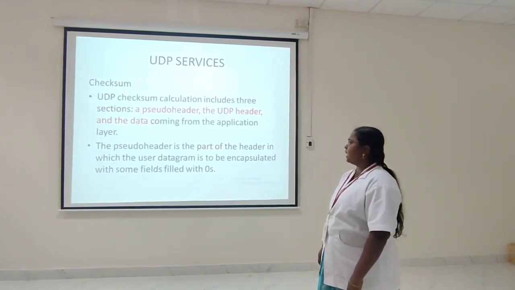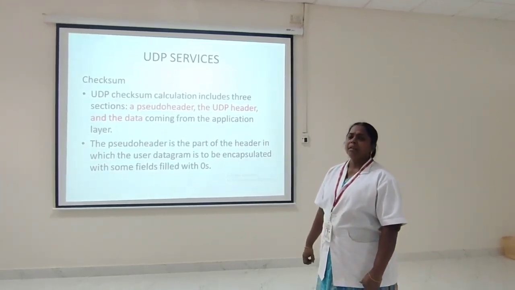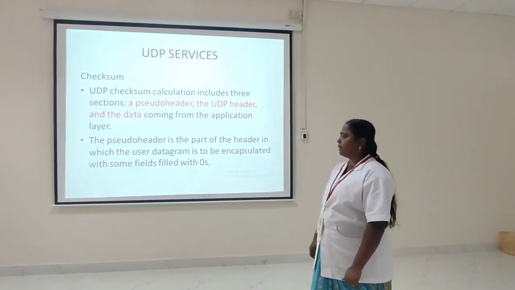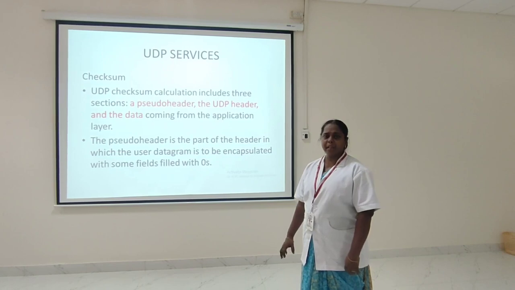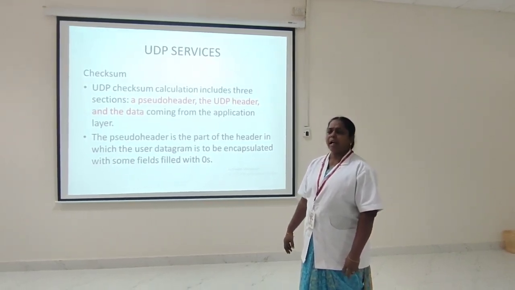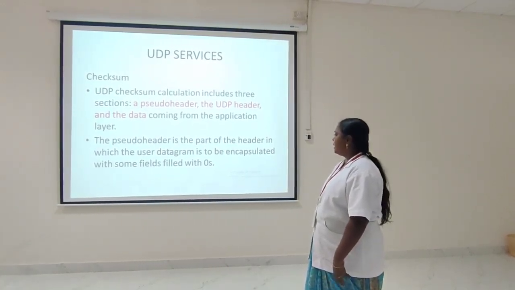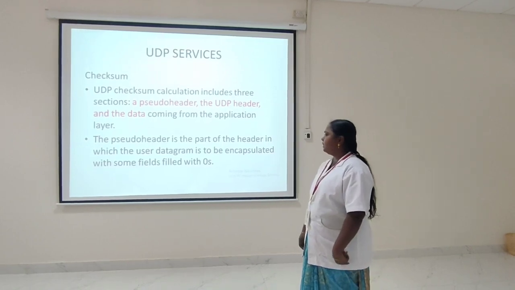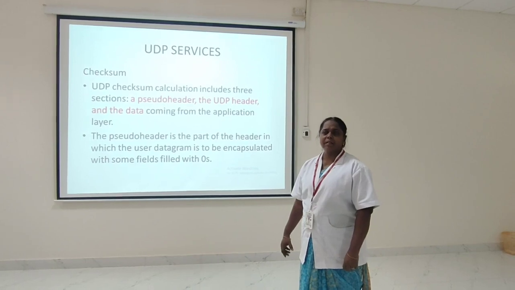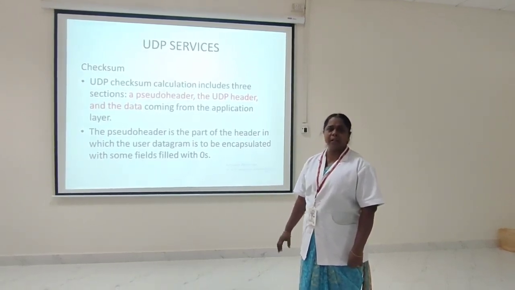Checksum. The UDP checksum calculation includes three sections: the pseudo header, which has the source port and destination port, the UDP header, and the data coming from the application layer. From the application layer, the connection initiates the port number and IP address. The pseudo header is a part of the header in which the user datagram is encapsulated, with some fields filled by the OS. So UDP encapsulates the original data, and some data is added into the packet. Next.